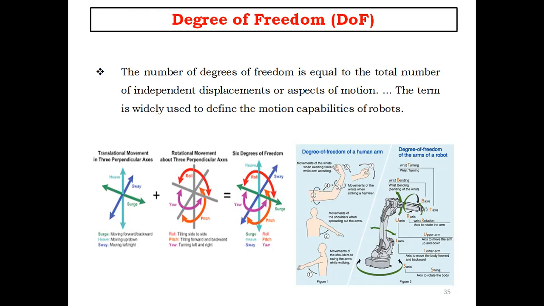The axis to rotate the body is the swing axis. For the lower arm, we have the L axis, then the SLURPB axes. In the lower arm there are axes to move the body forward and backward, axes to move up and down, and an axis to rotate the arm. Then wrist bending is the bending of the wrist, and similarly wrist turning. So this is the difference between the degrees of freedom of a human arm and a robot arm.